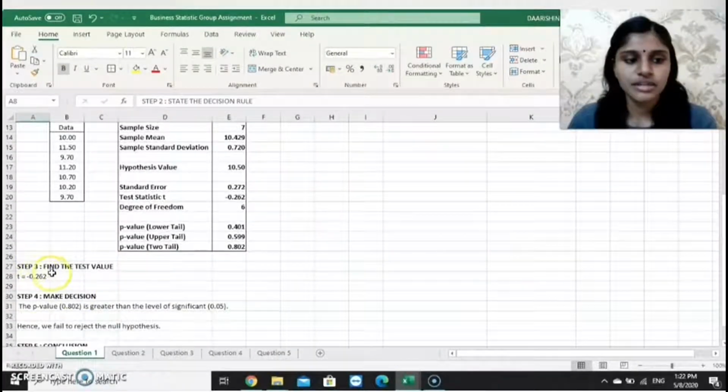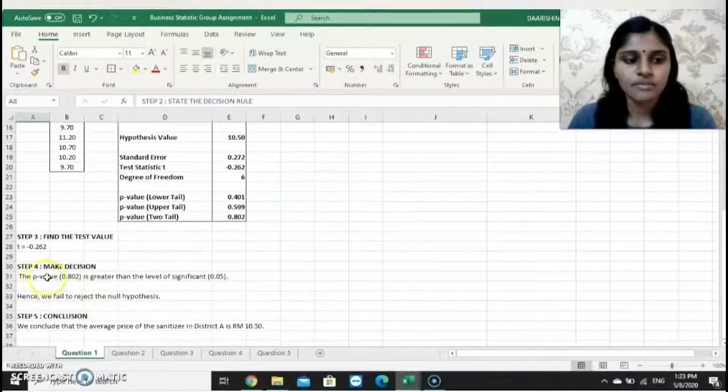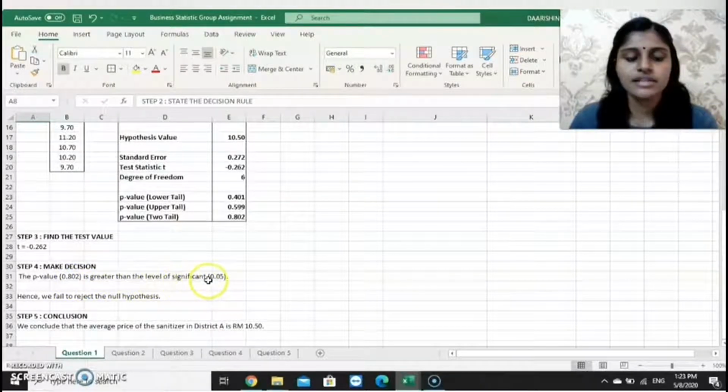Step 3. Find the test value. I've already found the test statistic t, which is negative 0.262. Step 4. Make decision. The p-value of this two-tail test, 0.802, is greater than the level of significance 0.05. Hence, we fail to reject the null hypothesis.